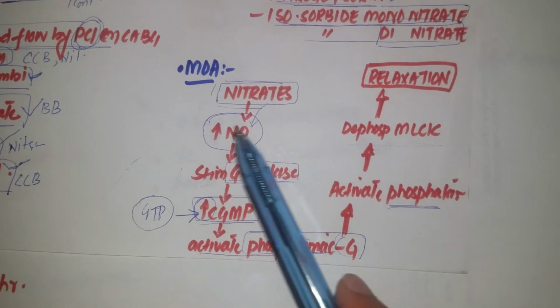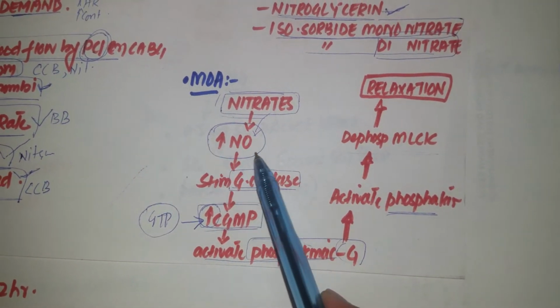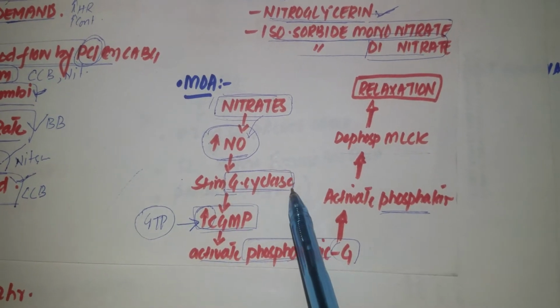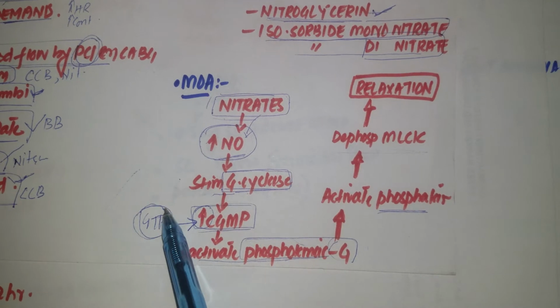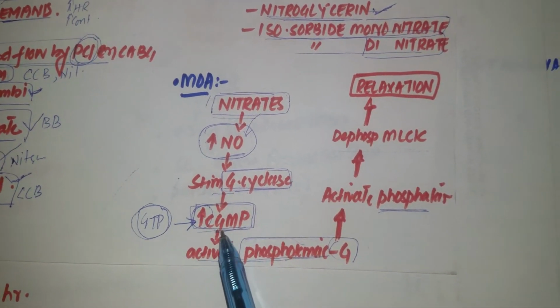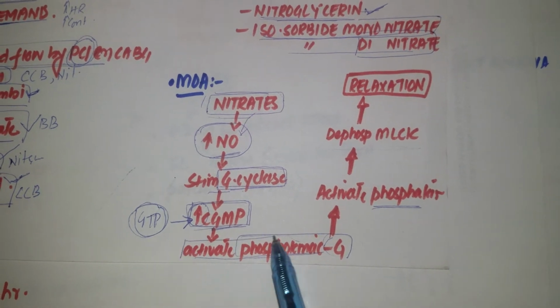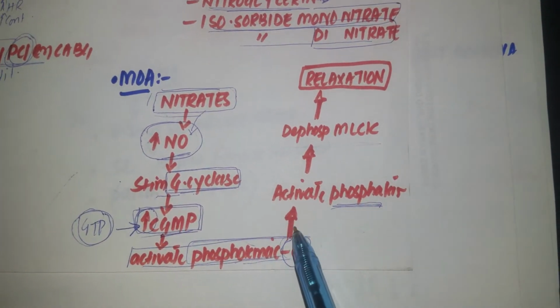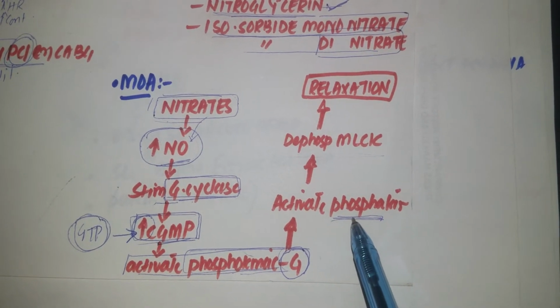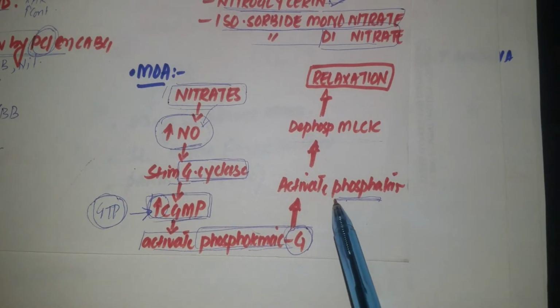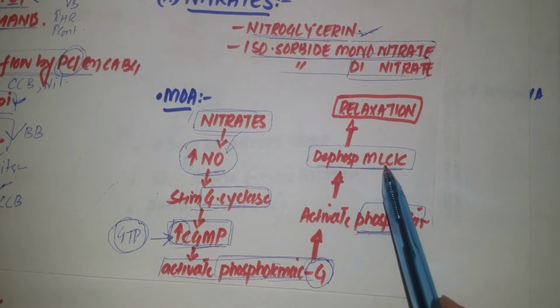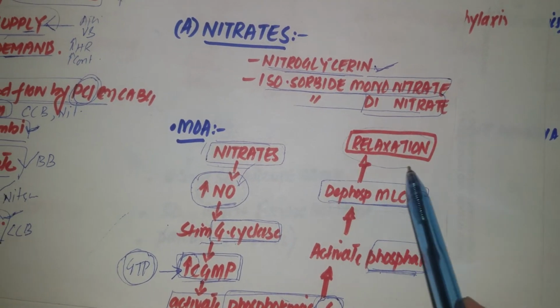The mechanism of action is very simple. These nitrates, when they enter the cells, release nitric oxide. This nitric oxide, when increased in the cell, stimulates the guanylyl cyclase enzyme, and this enzyme converts GTP into cyclic GMP. When the levels of cyclic GMP are increased, it will activate the enzyme protein kinase G. This protein kinase G will activate the phosphatase enzyme. This phosphatase will dephosphorylate the myosin light chain kinase. So there will be a relaxation of the vessels.